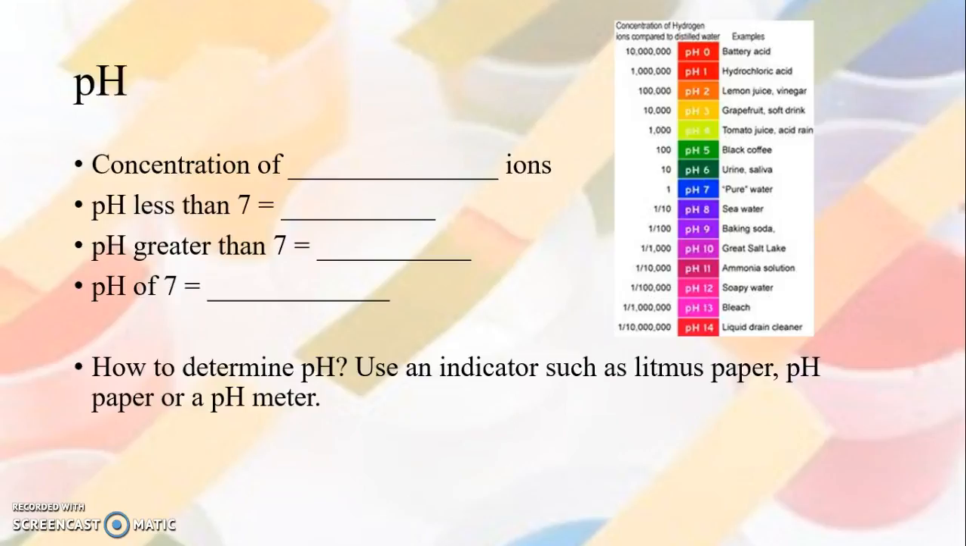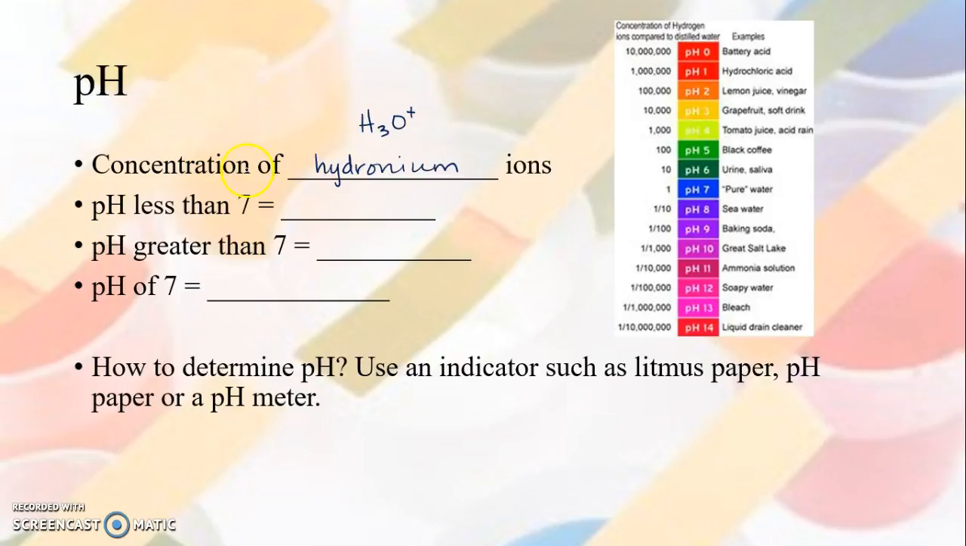Okay, when we talk about acids and bases, we talk about them in terms of pH. So what is pH? Well, pH is a concentration of hydronium ions. Okay? Remember, H3O with a positive charge. All right, so the concentration of hydronium ions determines if it's an acid or if it's a base.